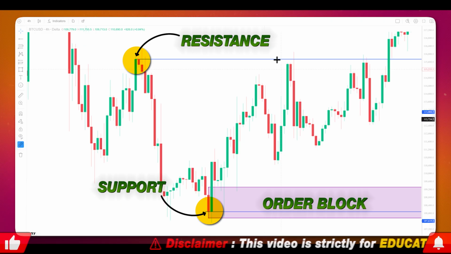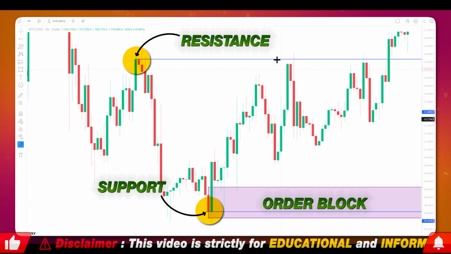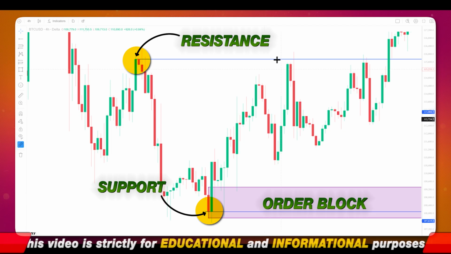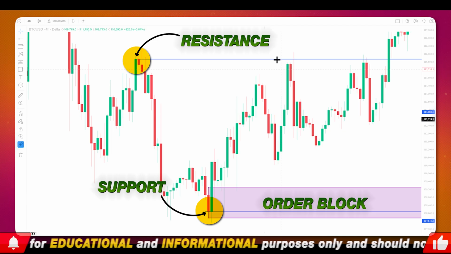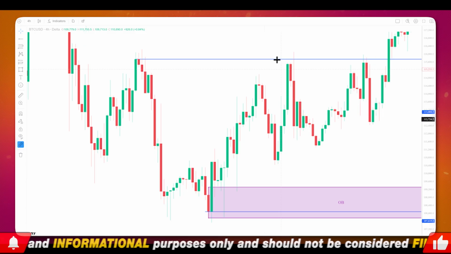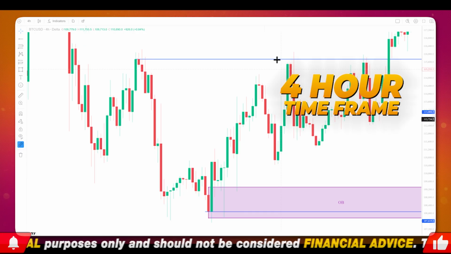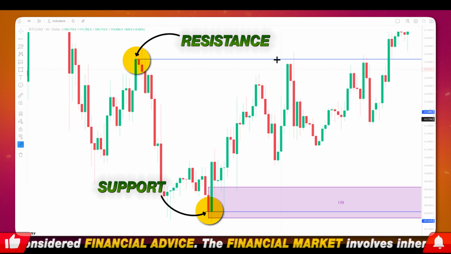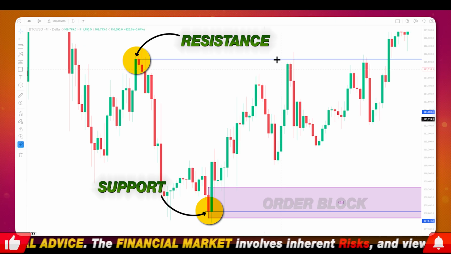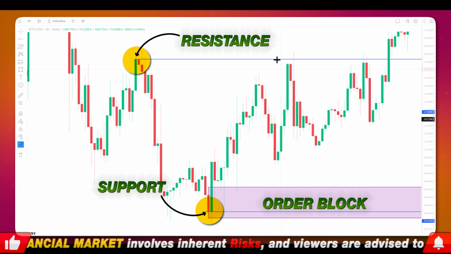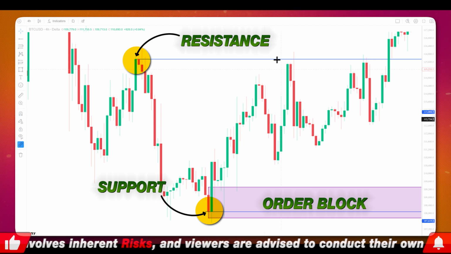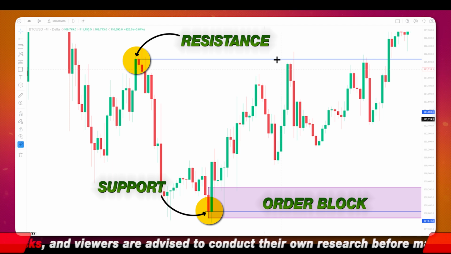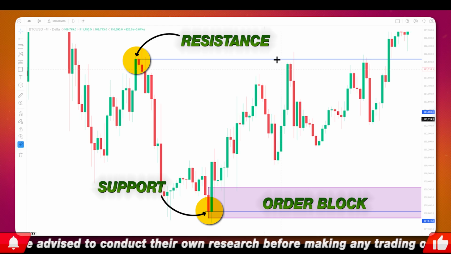Whatever you can see, order blocks, FVGs, liquidity, mark everything first on the 4-hour chart. Let me quickly summarize. We selected the 4-hour time frame. We marked support and resistance. Then we searched for order blocks, FVGs and liquidity zones. Now after this, we moved to the 15-minute time frame, which is our lower time frame.